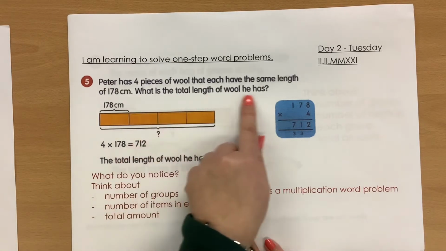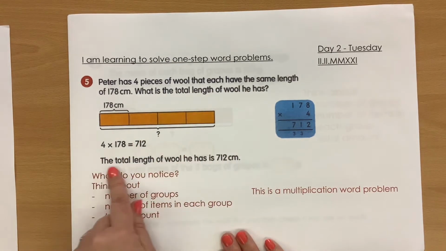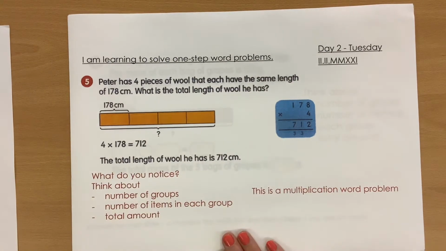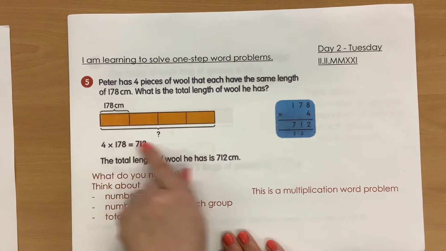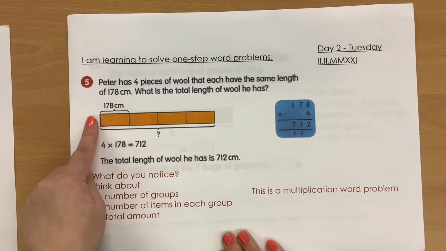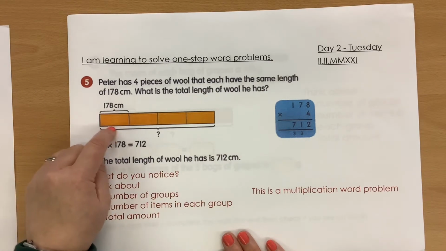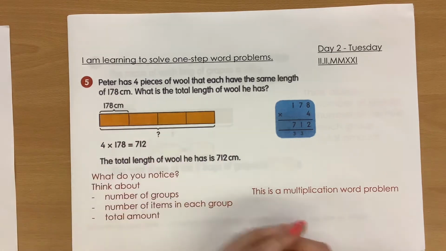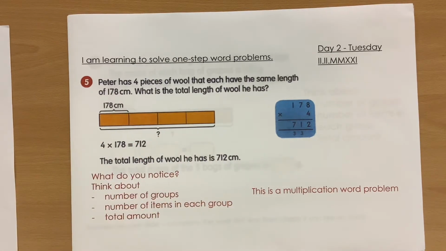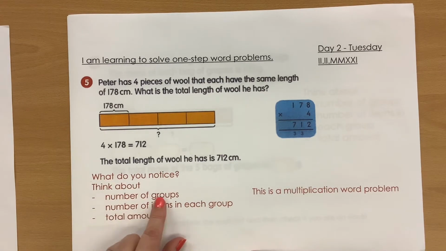So we use the wording of the question to help us with the wording of the answer. Hopefully you'll have noticed the number of groups, the number in each group, and the total amount. If you go back to when we did multiplication earlier on in the year, hopefully you'll have remembered that when we're carrying out a multiplication, we think about the number of groups multiplied by the number of items in each group, and that gives us the total amount.